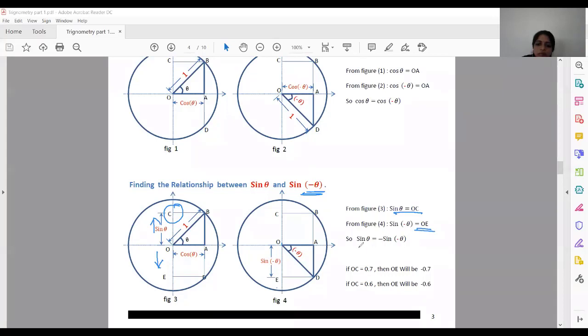So sine theta is equal to minus sine minus theta. If I take OC equal to 0.7, then OE will be minus 0.7. If I take OC equal to 0.6, then OE will be minus 0.6. So there is a difference between the cos theta formula and the sine theta formula. For cos theta it is equal to cos minus theta, but for sine theta it is minus sine minus theta.